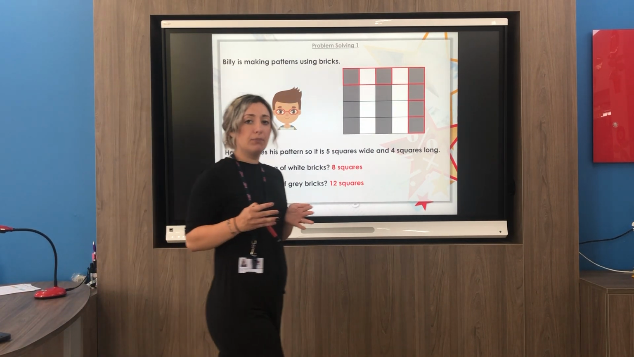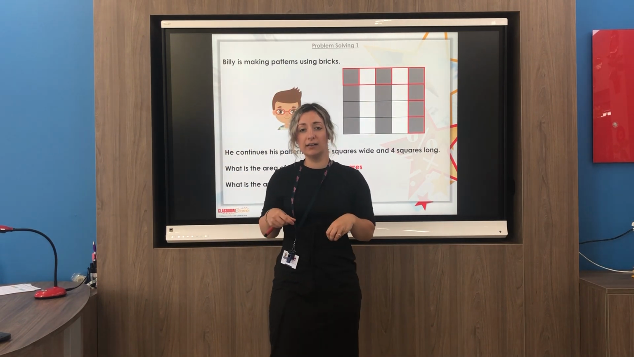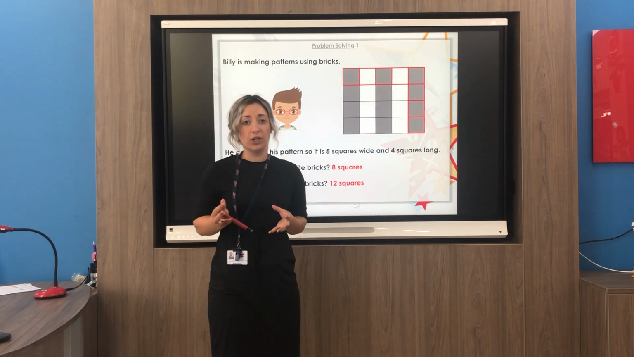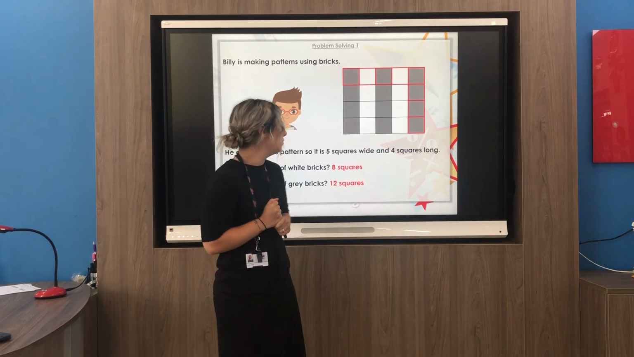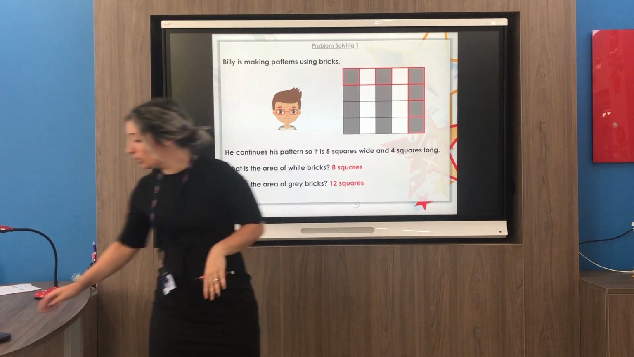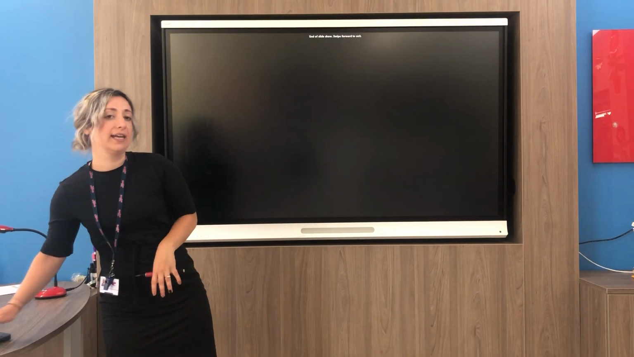So those are some examples, very similar to ones that are in your pack. I want you to make sure that you do your working out on the paper, that's absolutely fine, and think about what method you're using. Remember to always underline the key information. Okay, thank you.